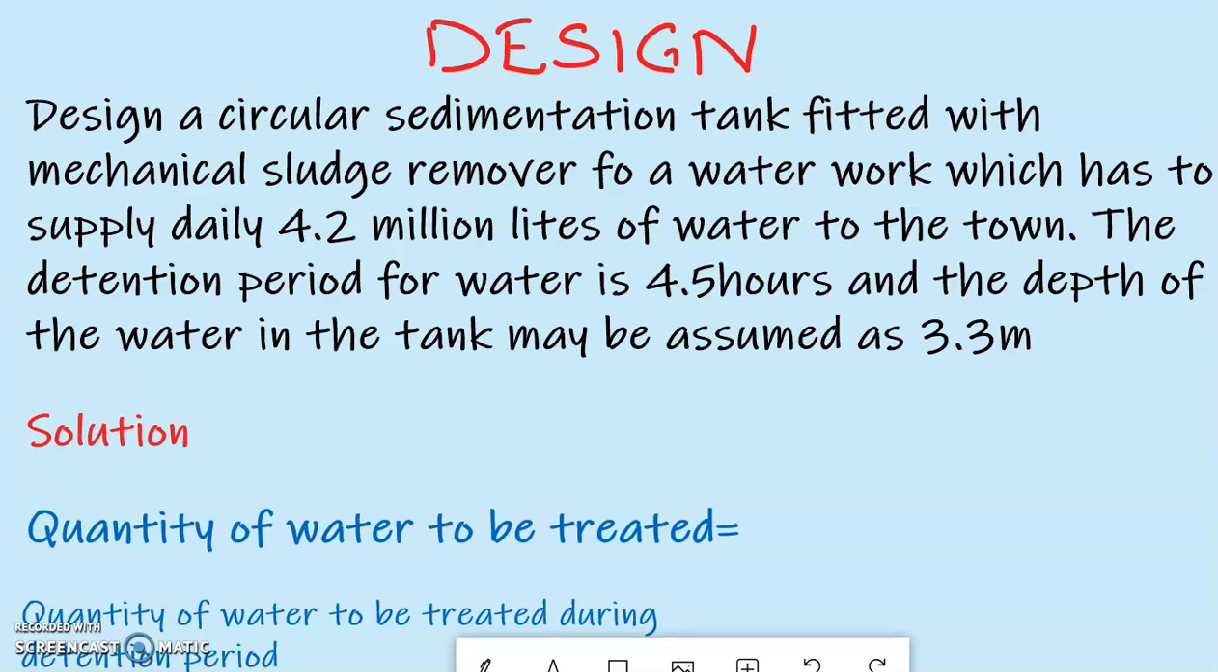In the previous video, we have seen design of a rectangular sedimentation tank, and in this video, we are discussing design of circular sedimentation tank. So, the details given for this design are: design a circular sedimentation tank fitted with mechanical sludge remover for a waterwork which has to supply daily 4.2 million liters of water to the tank. The detention period for water is 4.5 hours and depth of water in the tank may be assumed as 3.3 meter.